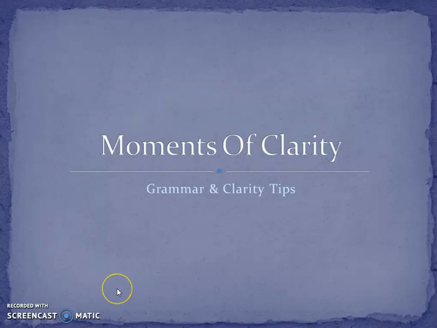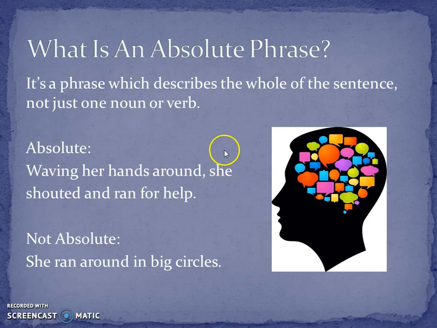Hello everyone. Today our grammar and clarity tip is going to be about what an absolute phrase is. An absolute phrase is a phrase which describes absolutely everything in the rest of the sentence, not just one noun or verb. So this is an example of a sentence with an absolute phrase.